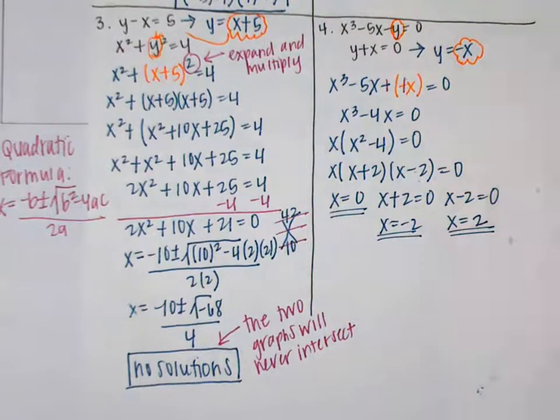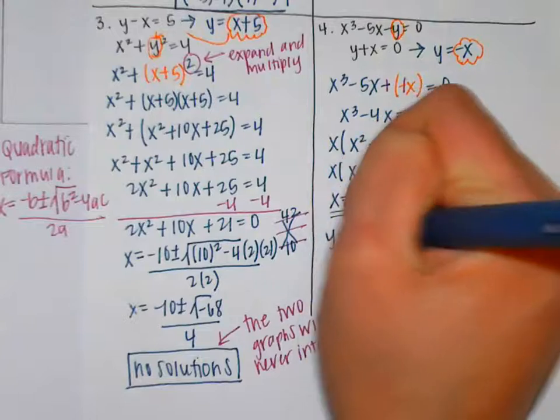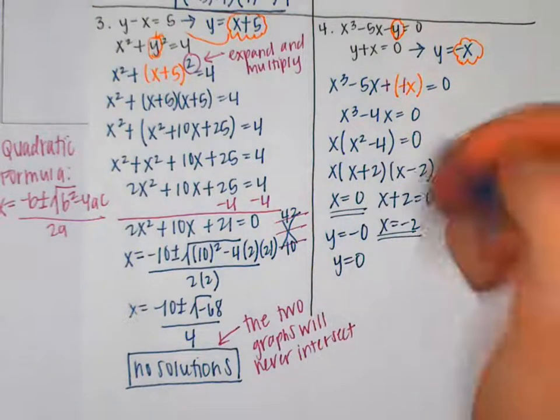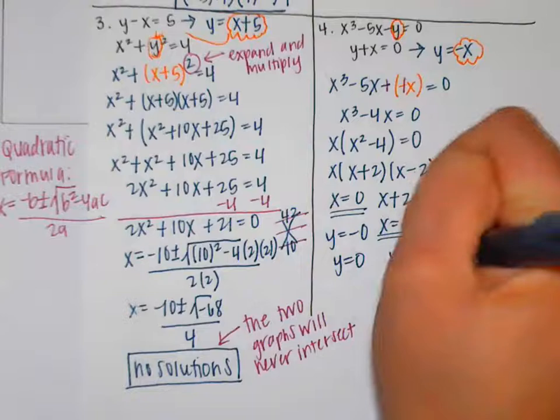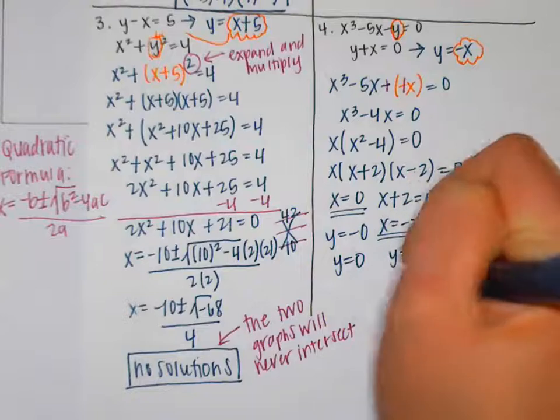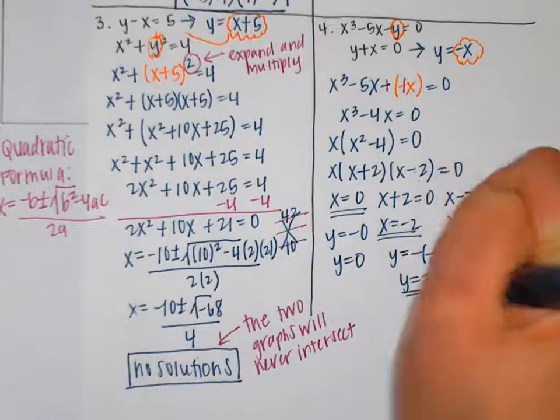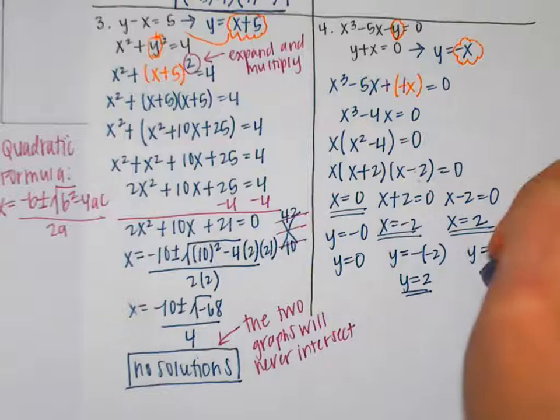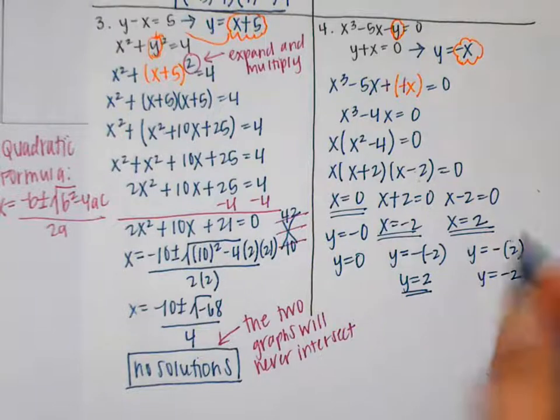And so I'm going to plug those in. So y would be negative 0, which just gets me y equals 0. Y would be negative 2, which gets me y equals 2. And then x equals 2, so y equals negative 2.